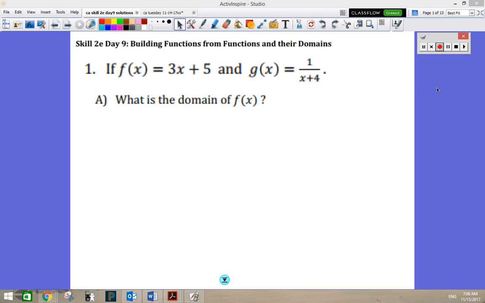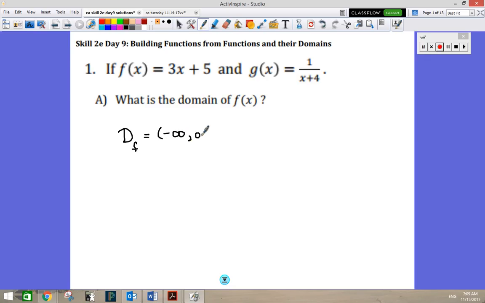Let's take a look here at this Skill 2E Day 9 homework. In problem 1, they give us two functions and they ask us a series of things, finding the domain. For part A, to find the domain of f of x, well, if you look at f of x, there's no variable in a denominator. There's no variable underneath the square root, so the domain is all real numbers.